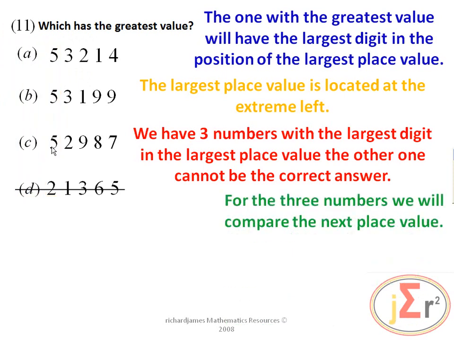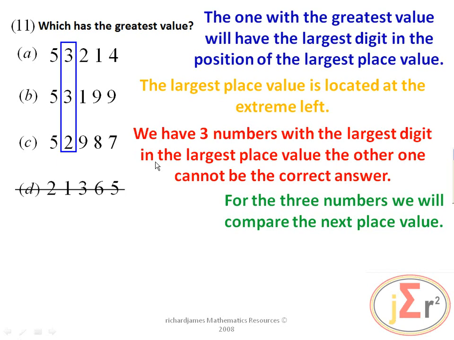For the 3 numbers, we will compare the next place value. We cannot use these to decide because all of these are equal. So we come to the next place value and we look at the largest digit. What is the largest digit that we have in the remaining numbers? 3. And it is present in 2 of them.